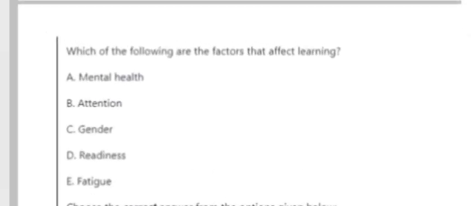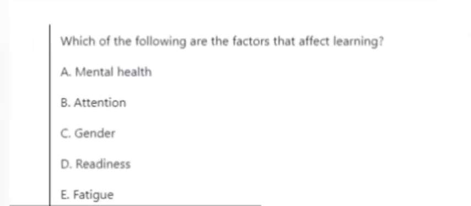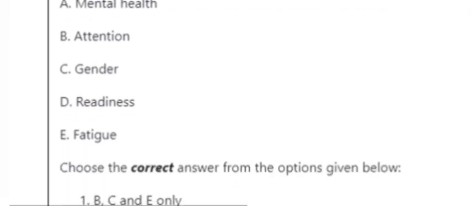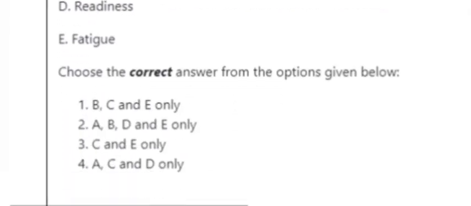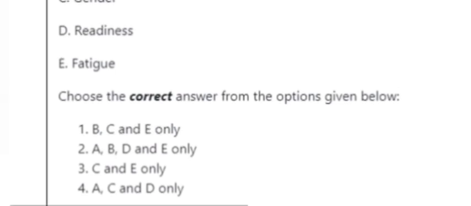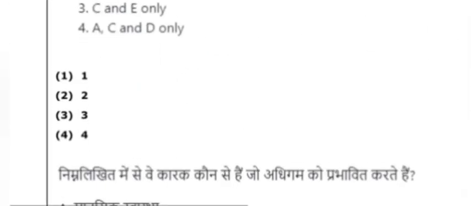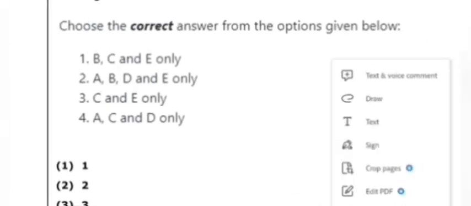On number 7, it says, which of the following are the factors that affect learning? Mental health, attention, gender, readiness, fatigue. Choose the correct answer now. BCE, ABDE, CE, SED. Got it? So the correct answer will be number B, that is ABDE. That means all are correct.